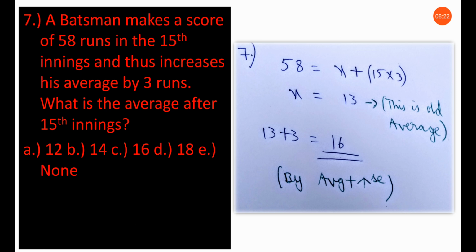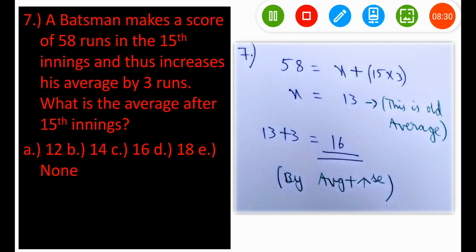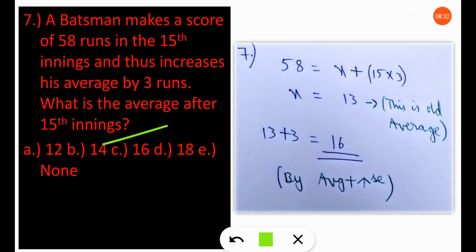Now seventh question. A batsman makes a score of 58 runs in the 15th innings and thus increases his average by 3 runs. What is the average after the 15th innings? After scoring 58 runs in the 15th match, the average was increased by 3 runs. So let us consider the old average as x. Now it has to be increased, so x plus 15 into 3. What is 15? This is for 15 matches and the average was increased by 3 runs.